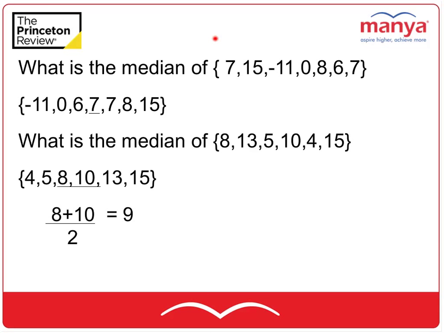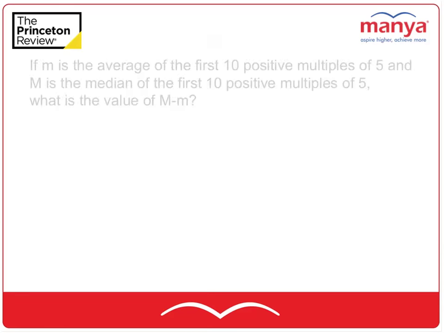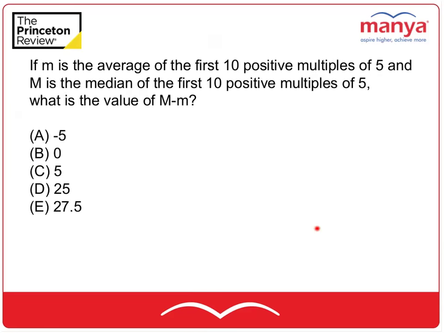So this is just to understand how to get the median if there are even number of terms or odd number. Now going on to the question which involves median. If small m is the average of the first 10 positive multiples of 5 and capital M is the median of the first 10 positive multiples of 5, what is the value of capital M minus small m, right? So this small m is the average and this capital M is the median for first 10 positive multiples of 5. So let us first list it out, the positive multiples of 5.